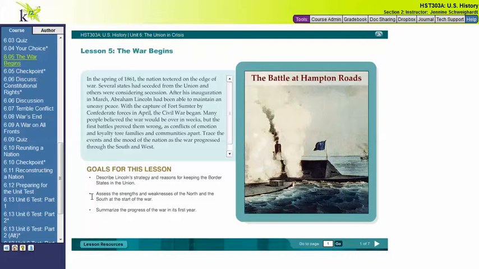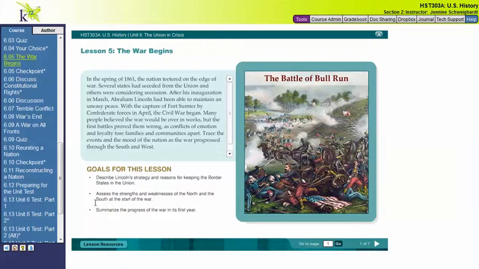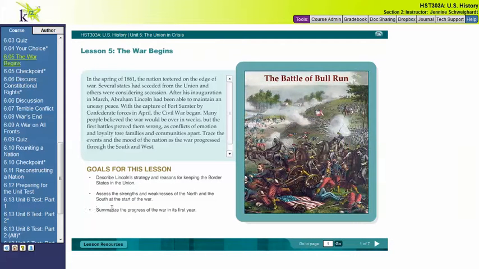Confederacy and the Union. We want to assess the strengths and weaknesses of the North and the South at the start of the war and summarize the progress of the war in its first year.